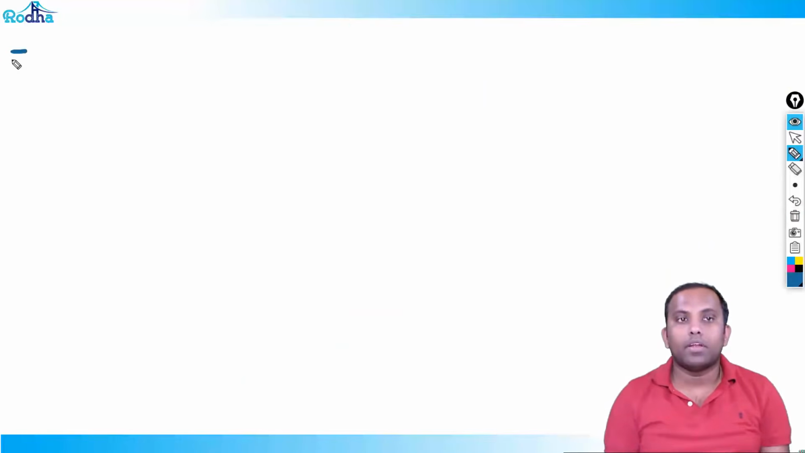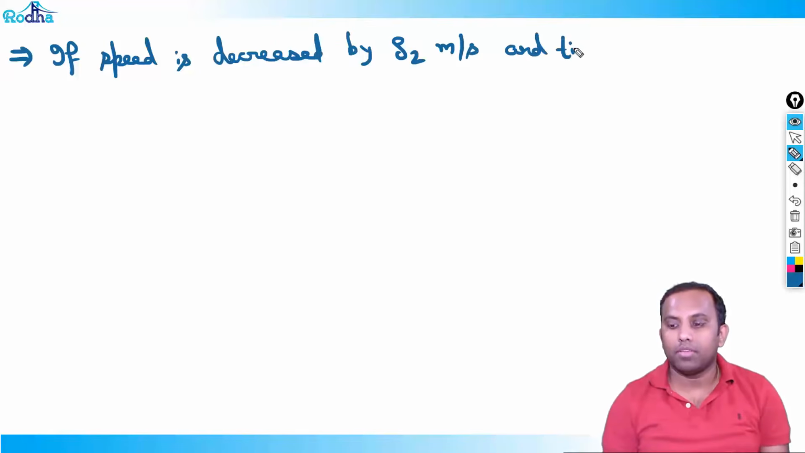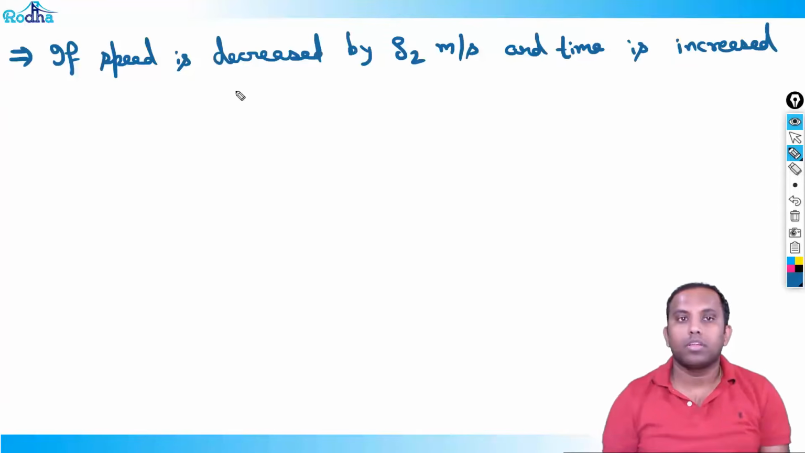Now come here. See, same thing, same data I'll take. If in the second case, speed is decreased by S2 meter per second, and time is increased by T2 seconds, then what will I get? So you can compare with the previous formula, right? What is the previous formula? So let me write first the previous formula.